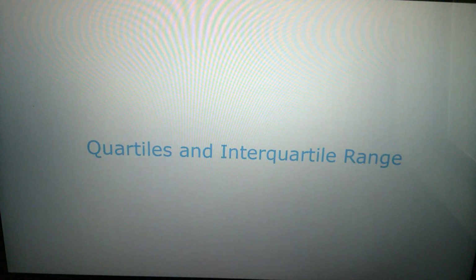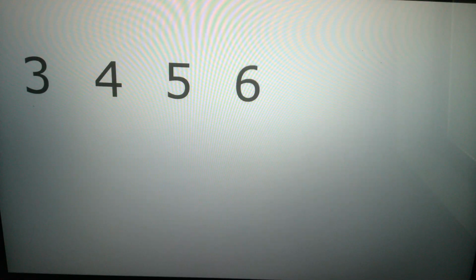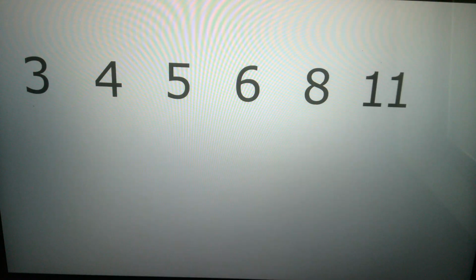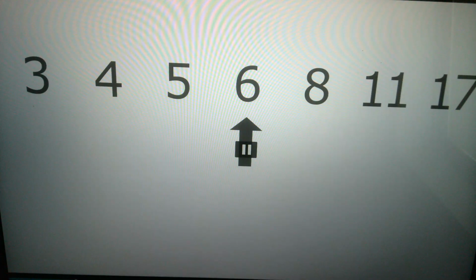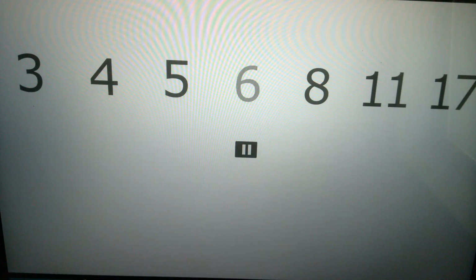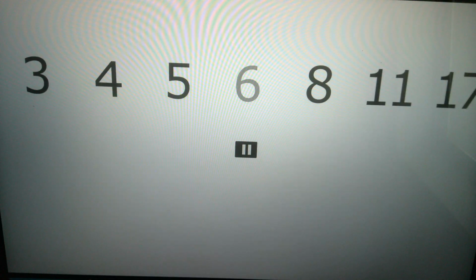So let's start with a set of 7 numbers. 3, 4, 5, 6, 8, 11, and 17. You'll remember that the median of a set of numbers is the middle value, in this case 6. It separates the numbers into two sets. The lowest are 3, 4, and 5. The highest are 8, 11, and 17.